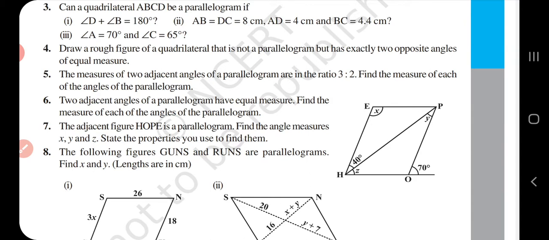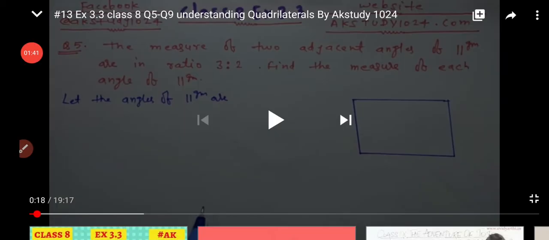Okay, now question number 5. The measure of two adjacent angles of a parallelogram are in the ratio 3:2. Find the measure of each of the angles of the parallelogram. Read the question carefully. Given are two adjacent angles of a parallelogram, and the ratio of the angles is 3:2. Find the measure of the angles of the parallelogram. Let's do this question.